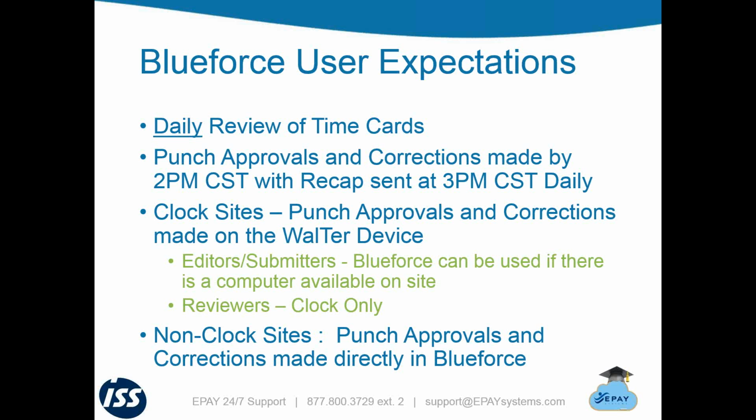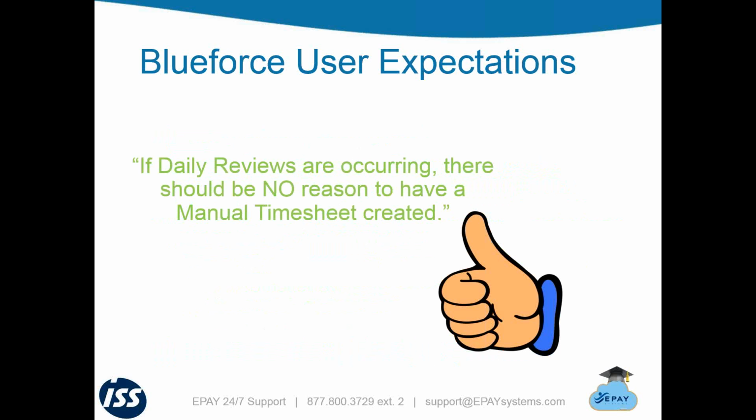So to wrap up the user expectations piece, keep in mind, if daily reviews are occurring, which as they should be, there should be no reason to have a manual timesheet being created. Now, the analogy we always make around here, if you have a biweekly pay period and a missed punch happens on that first day, that Saturday, and you're here on Friday at the end of the pay period, 14 days later, trying to figure out what happened that first day of the week, good luck. The analogy we always make here is, I don't remember, someone can ask me, what did you have for lunch last week?